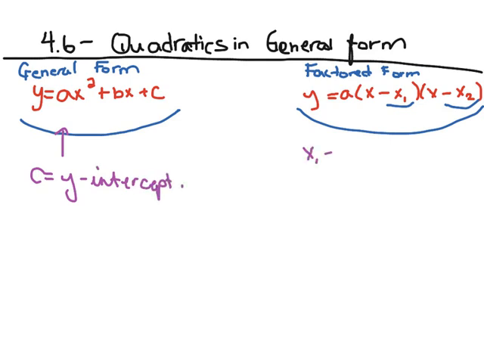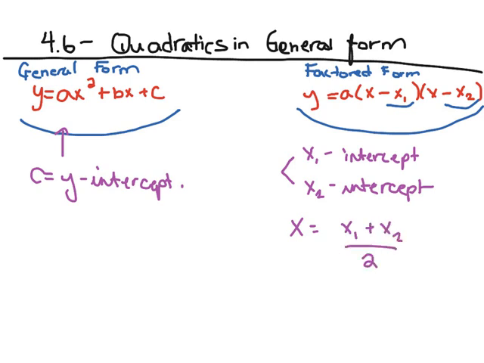So x1 is one of your intercepts, x2 is another. Now to find your x value in your vertex, it's going to be halfway between these 2 points. So if you add them together and divide by 2, you should find your x value of your vertex. To find the y value, plug x into the equation.